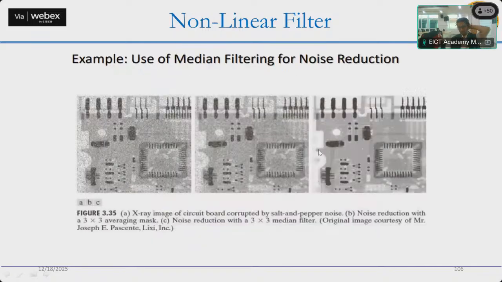Another thing: where do we use non-linear filtering for noise reduction? It has been shown here, an electronics chip system. The original X-ray image was corrupted by salt and pepper noise, and thereafter noise reduction with a 3 by 3 averaging mask, which we have done. And then we have done noise reduction with a 3 by 3 median filter. You can see that, and people have tried to get the reading.